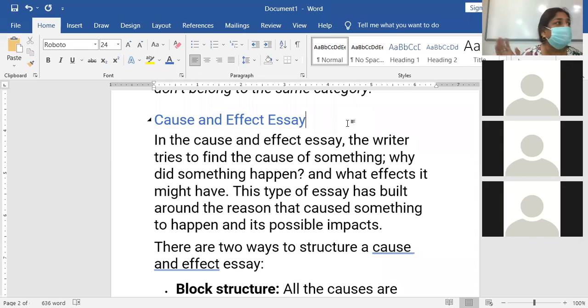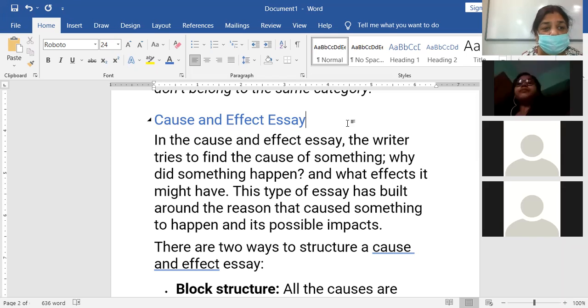As there were dark clouds in the sky, it rained. In this cause and effect essay, the writer tries to find the cause of something. Why did something happen? Like the cause of coronavirus. And the result. Why did something happen, and what effects might it have? This type of essay is built around the reason that caused something to happen and its possible impact.